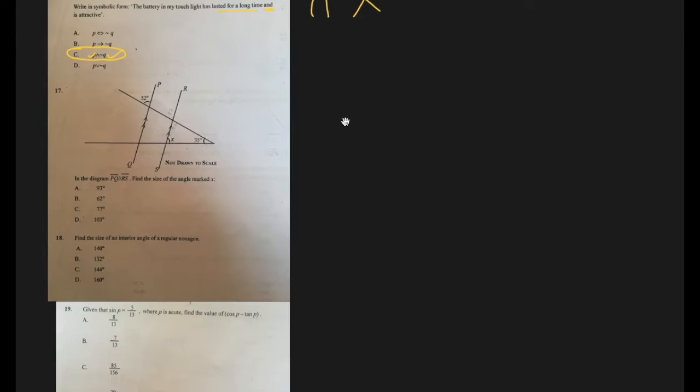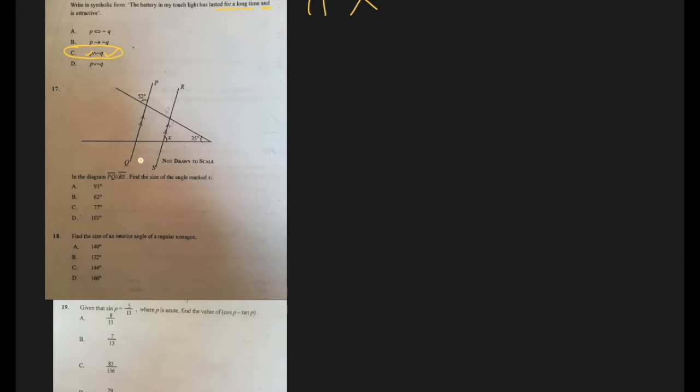Number 17. These are two parallel lines and this is the angle. Okay. Find the size of the angle marked X. This one marked X. So this is 52. That means this is going to be 52 as well. Correct? That means this angle is also going to be 52.